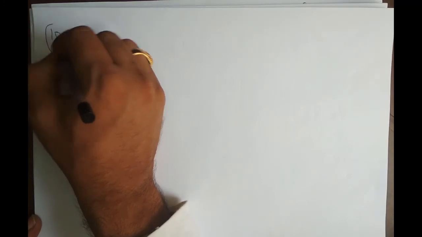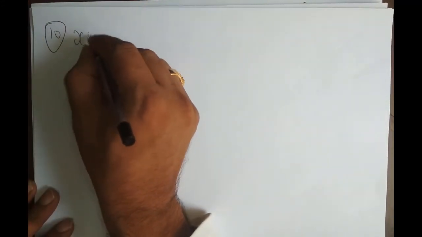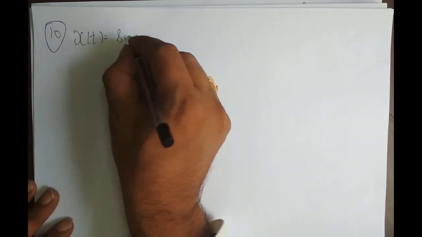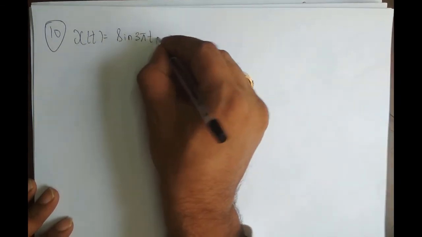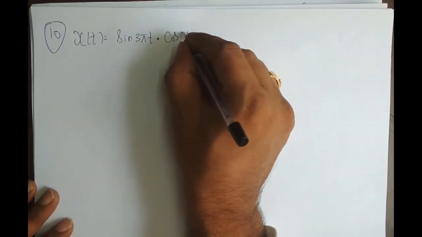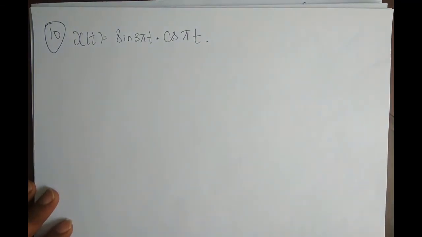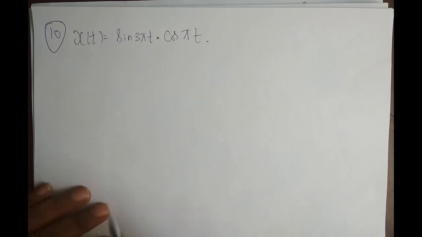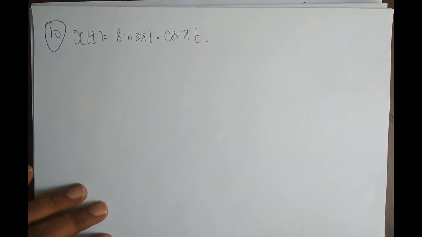Now I'll take one last problem on finding periodicity of a continuous time signal. So 10th problem. The signal is x of t is equal to sine of 3 pi t into cos of pi t. Now I have to check the periodicity of the signal. The way we discussed was, if the signal is a sum of two periodic signals, how we solve the problem, right? But in our case, this is not the sum of two periodic signals. This is actually a product of two periodic signals, right?